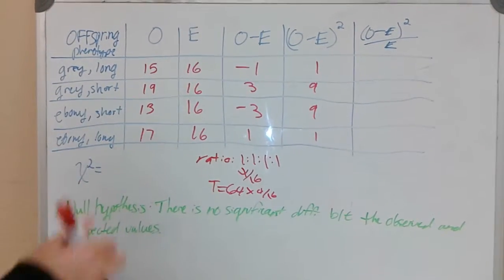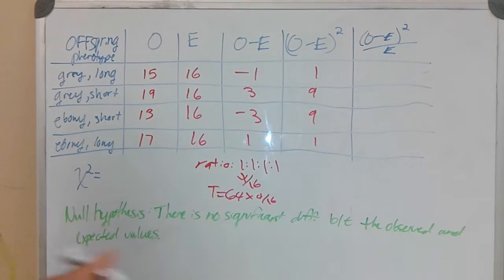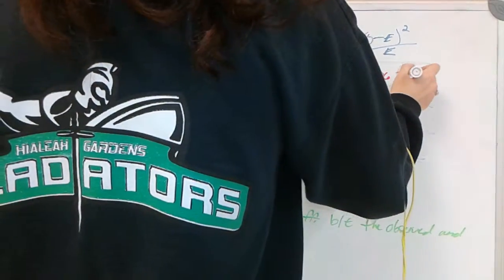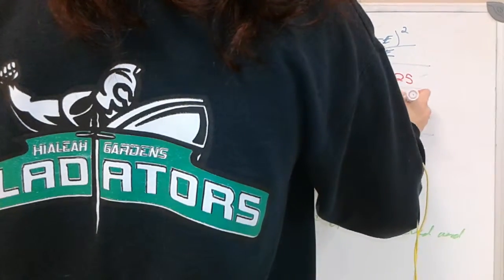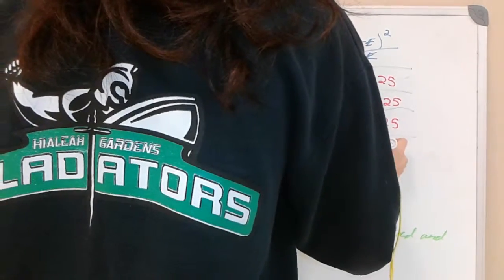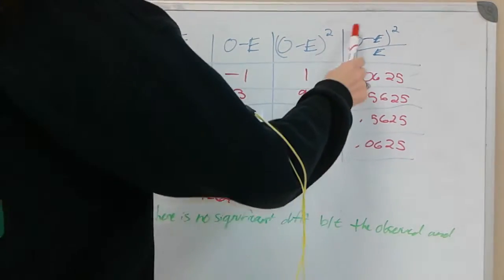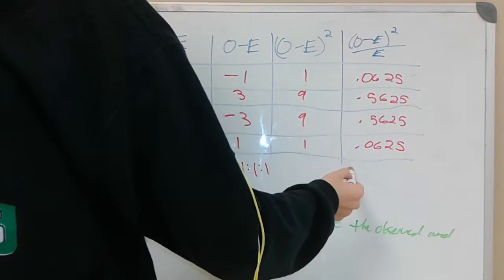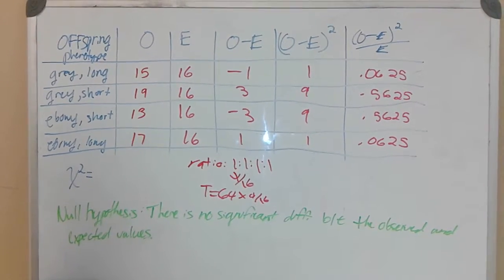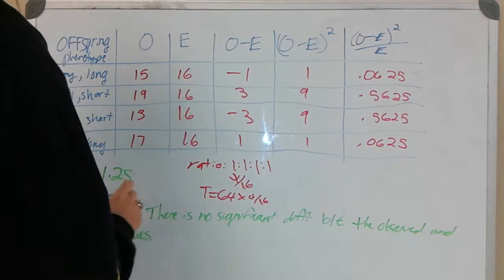So it will be 1 divided by 16, 9 divided by 16, 9 divided by 16, and 1 divided by 16. So our values will be 0.0625, 0.5625, 0.5625, and 0.0625. Once we've figured out this formula, once we have our values, we add all of these to get our critical value, our chi-square value, which would end up being 1.25. So this is what we have.